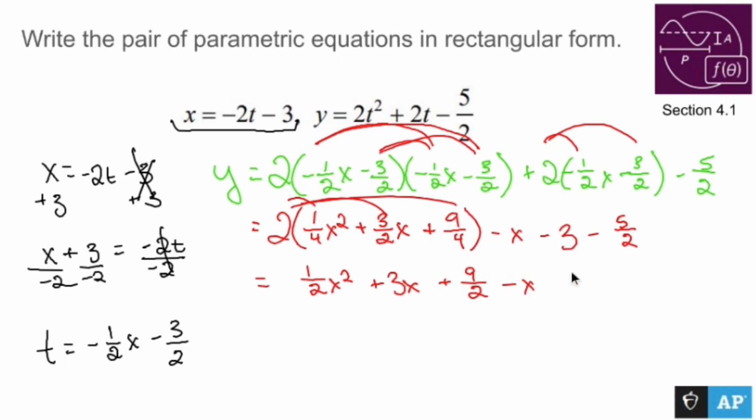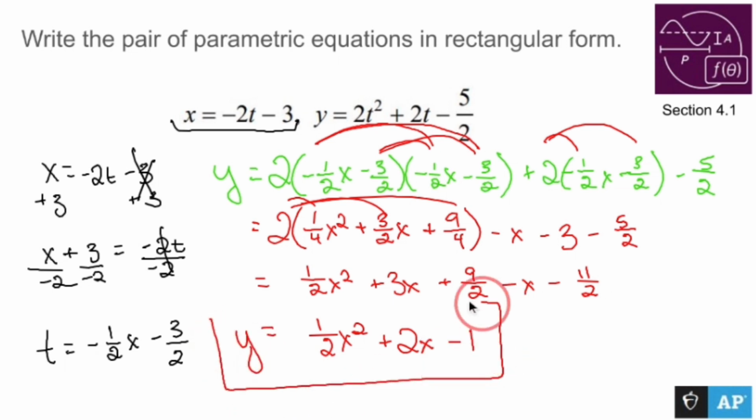These guys do combine to make, let me see, that would be 6 over 2, so minus 11 over 2. Okay. Nothing happens with 1/2 x squared. 3x minus x is 2x. And you get 9 over 2 minus 11 over 2, which is negative 2 over 2, or minus 1. So there you go. That's what it is. y equals that. Not the prettiest thing in the world, not the most fun in the world, but we did it.